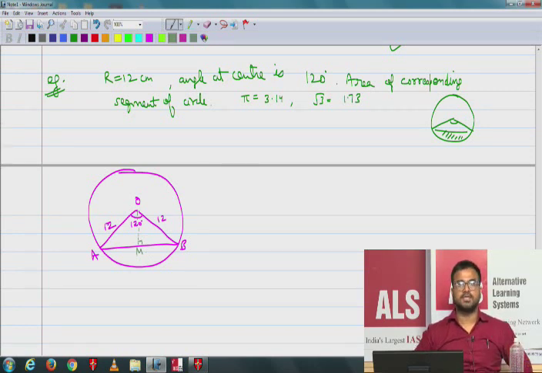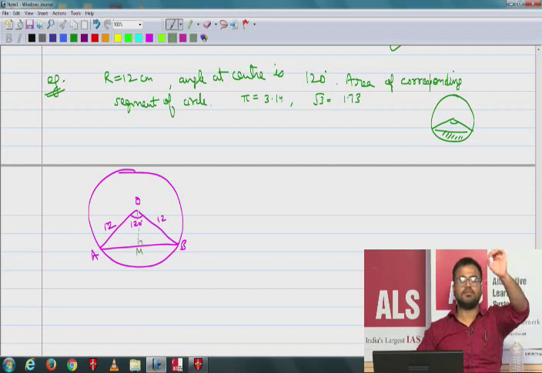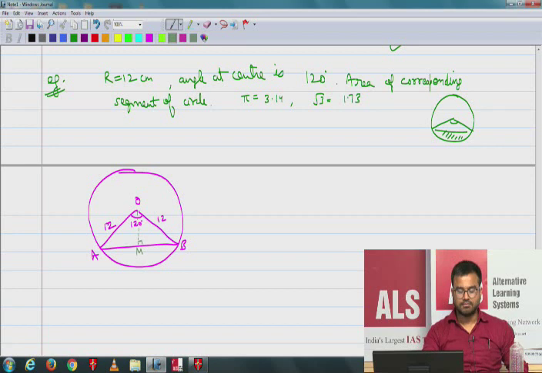Since OAB is an isosceles triangle, drawing a perpendicular from the vertex to the opposite side will bisect the side, because the two triangles we get here, OMA and OMB, are congruent by RHS congruency. One right angle of 90 degrees is equal, the hypotenuse, which is the radius, is equal, and one side OM is common. So these two triangles are congruent. It means AM and BM are equal, and the angle will also get bisected. This is 120 degrees, so it will be divided into 60 degrees.